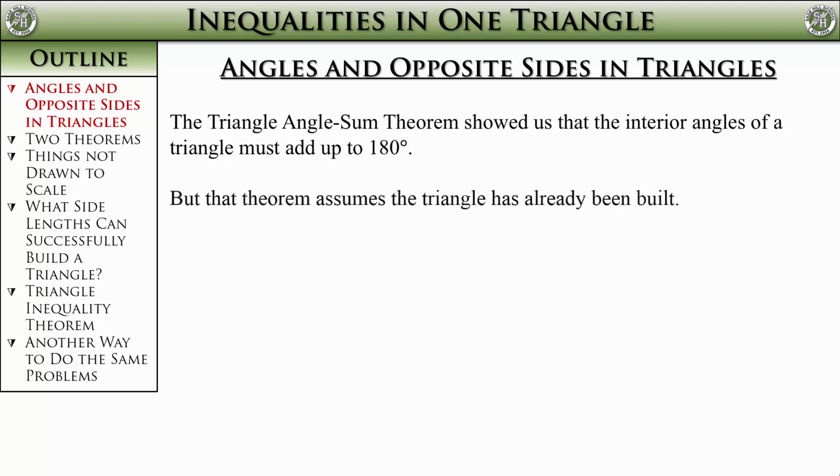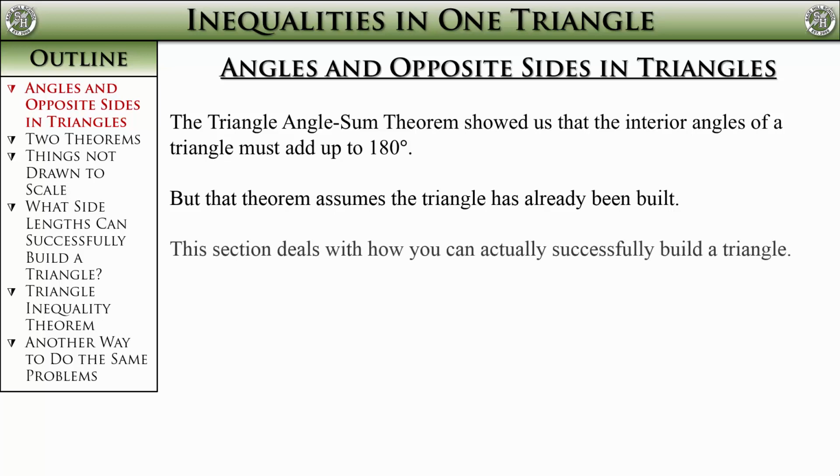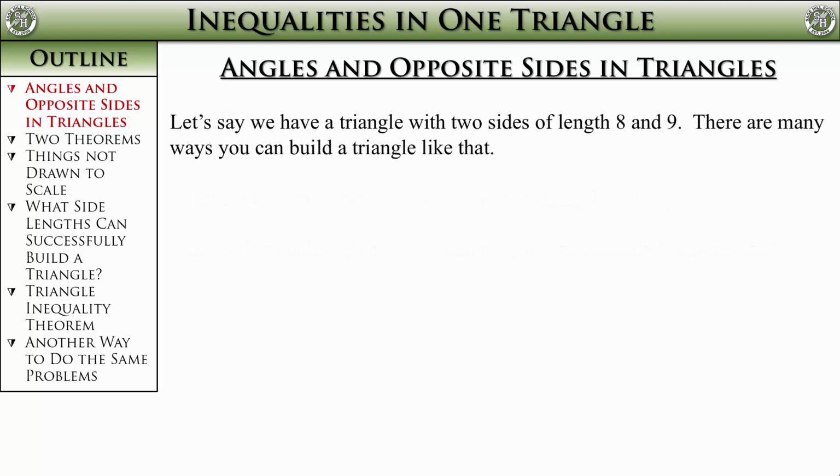But that theorem assumes that the triangle has already been built. Once successfully built, the interior angles do add up to 180 degrees. This section deals with how you can actually successfully build a triangle. Let's say we have a triangle with two sides of length 8 and 9. There are many ways that you can build a triangle like that. This is one possibility. Here we have triangle ABC.